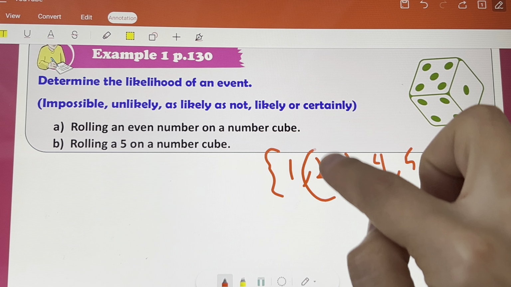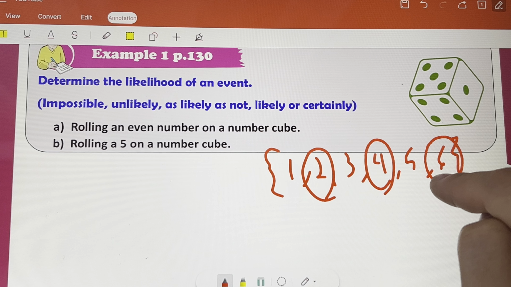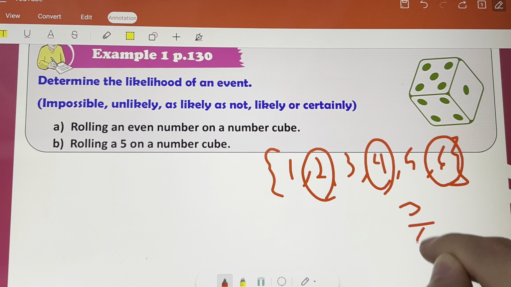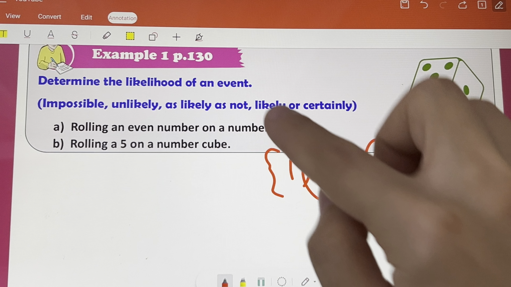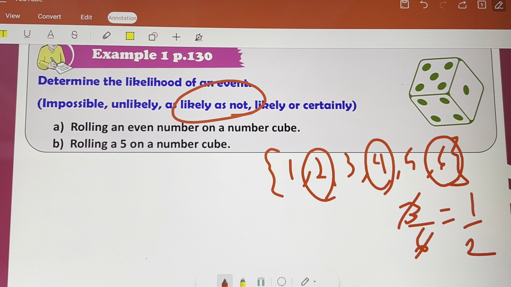Getting even numbers, so this is 2, 4, 6. It's 3 out of 6. All right, when it's 3 out of 6, that means it's half of it. And if it's half of it, I will call it as likely as not. Okay, so for the first one, the answer is as likely as not.